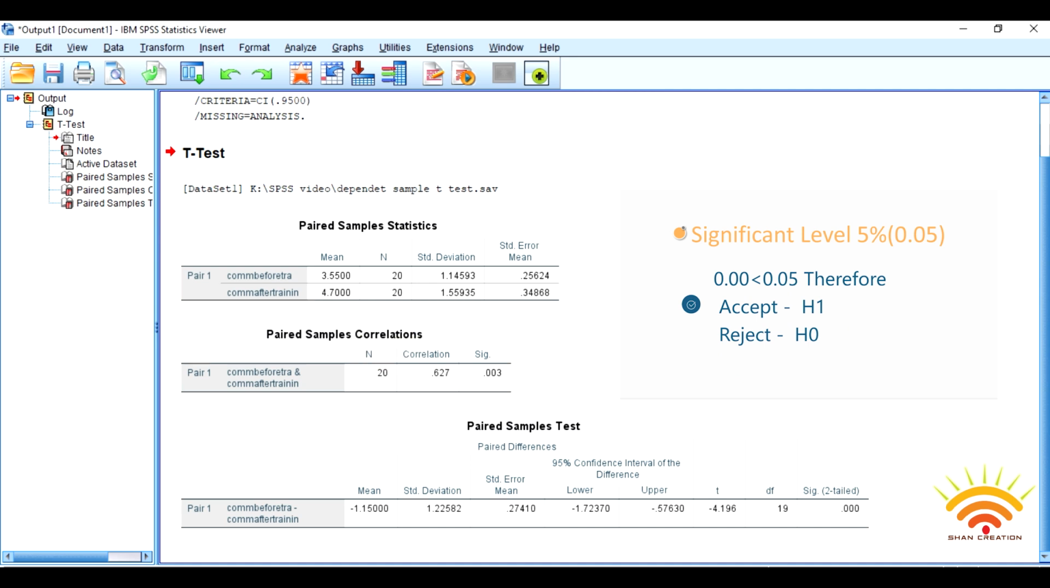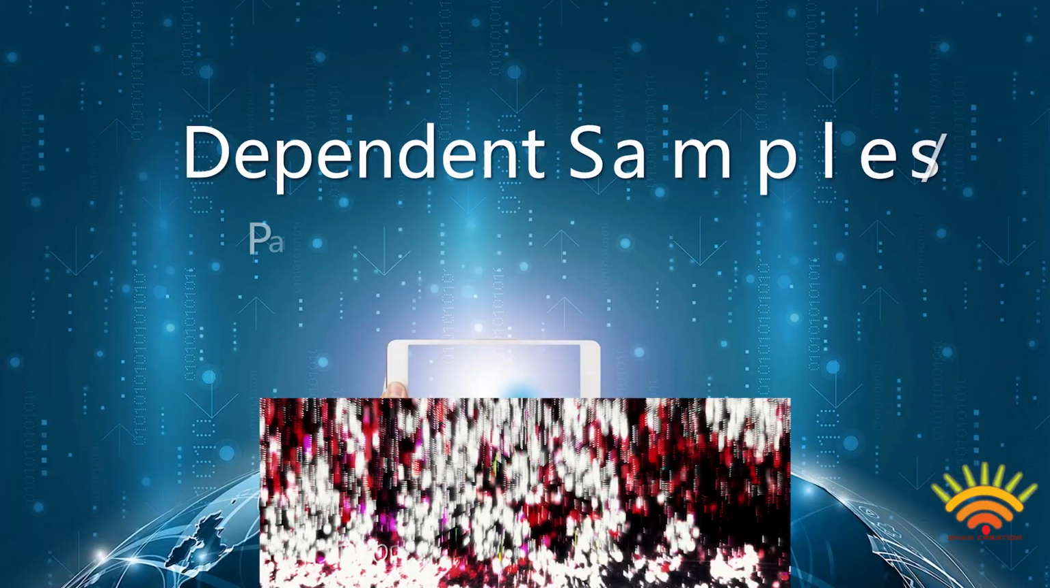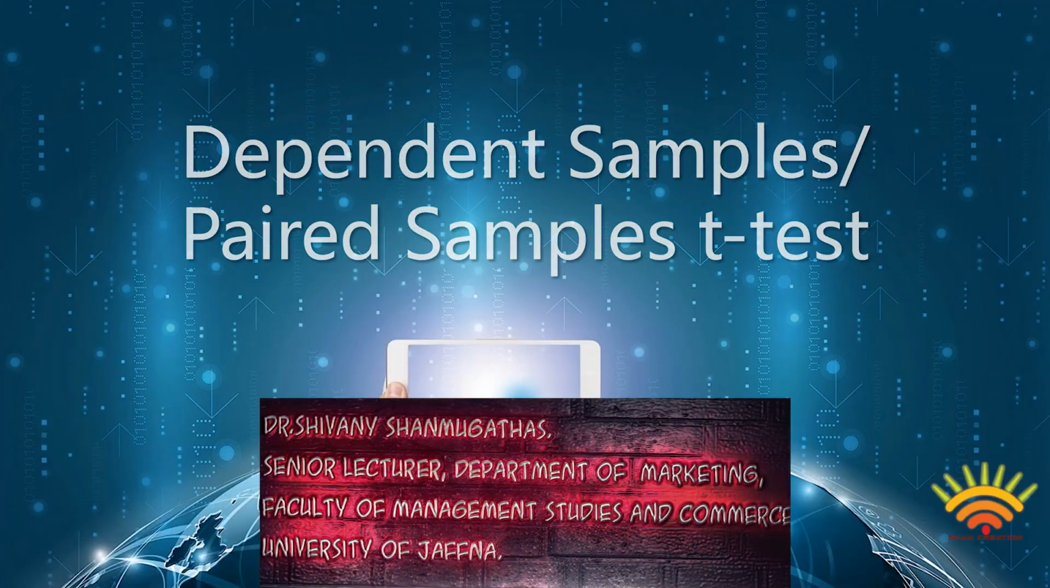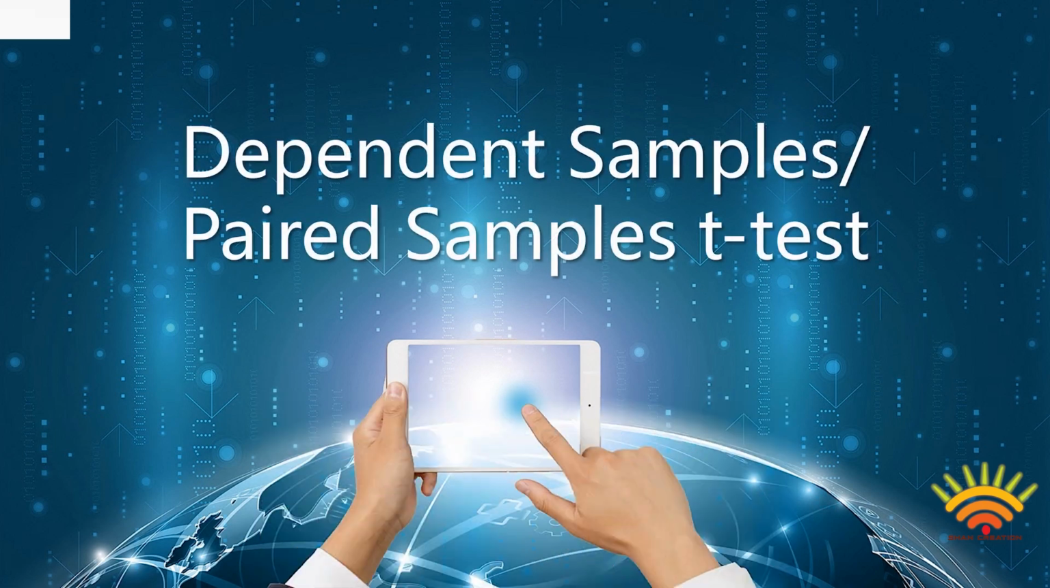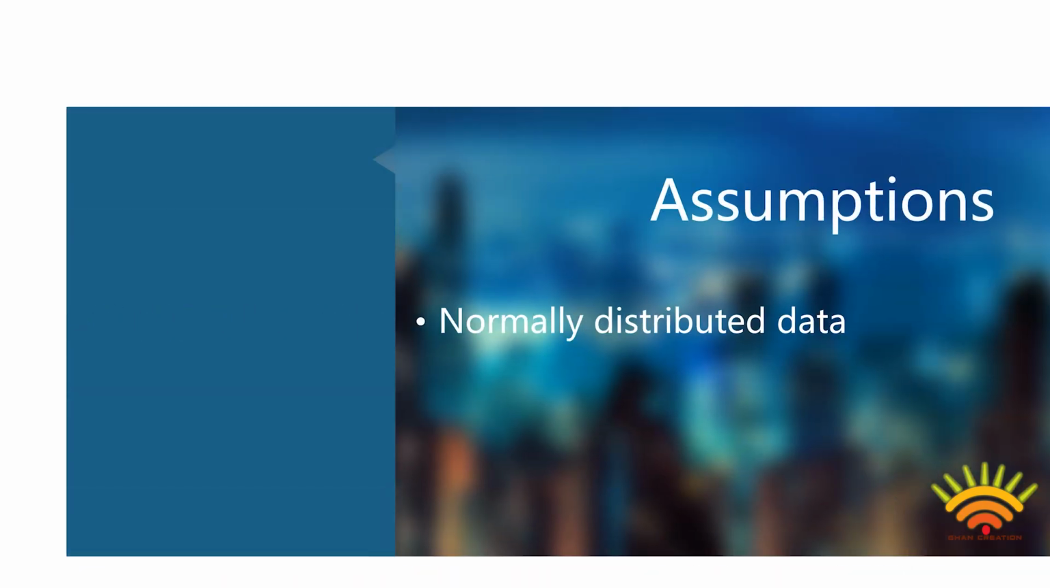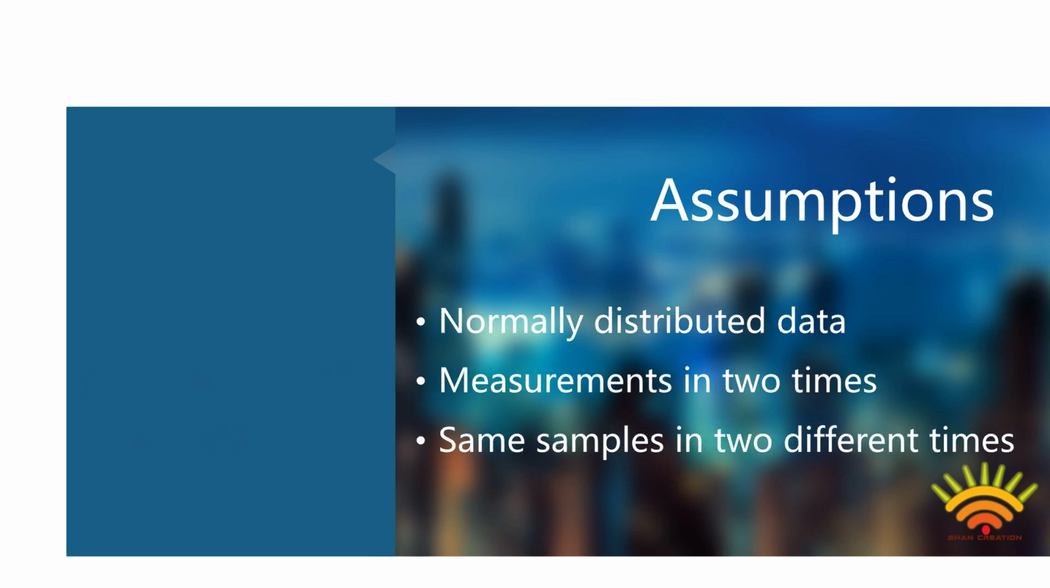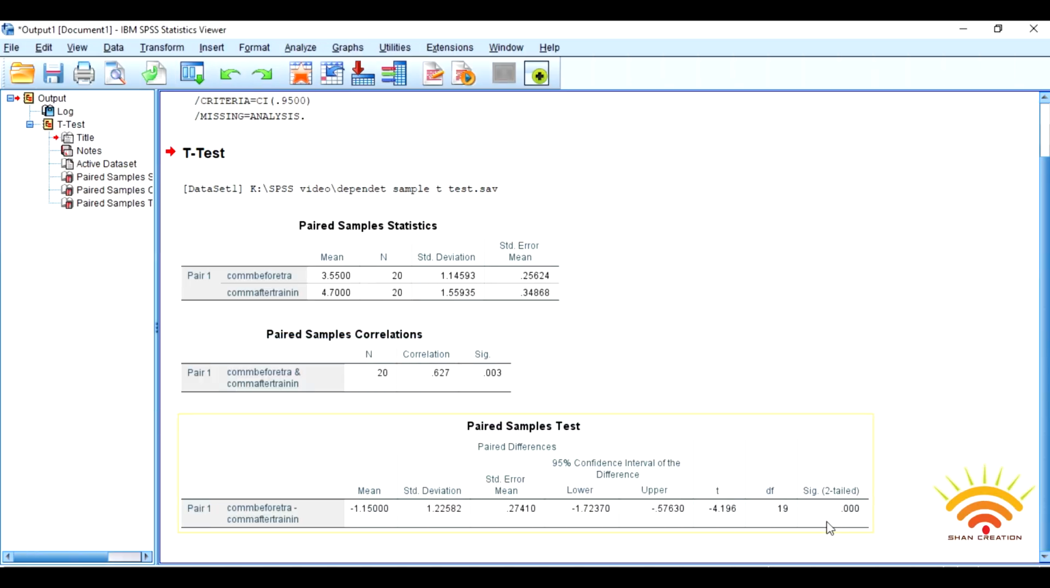Then you can interpret the output. You can conclude from the output that the training works well and improved the commitment of the employees from 3.5 to 4.7. In this video lesson, you have learned about the dependent sample t-test or paired sample t-test and the assumptions related to this test, and how you can interpret your output to make conclusions.